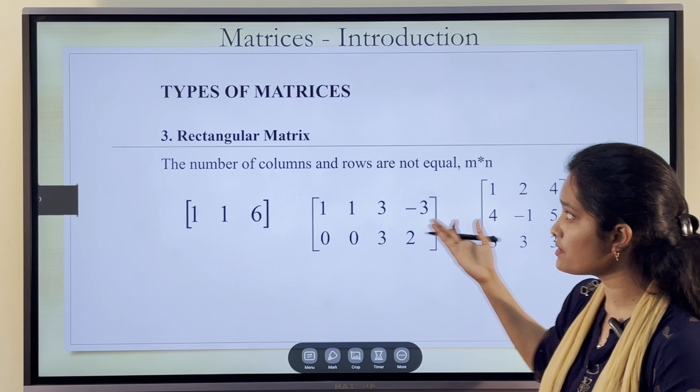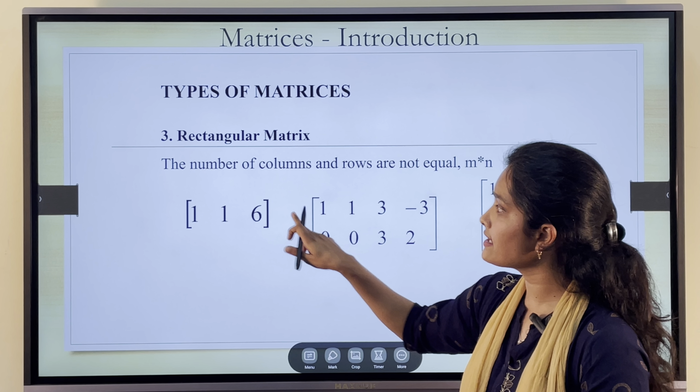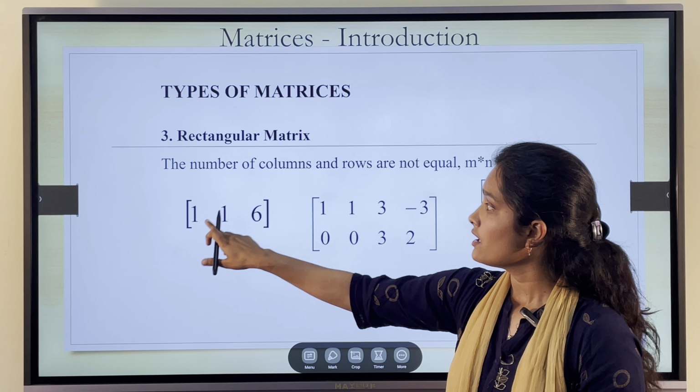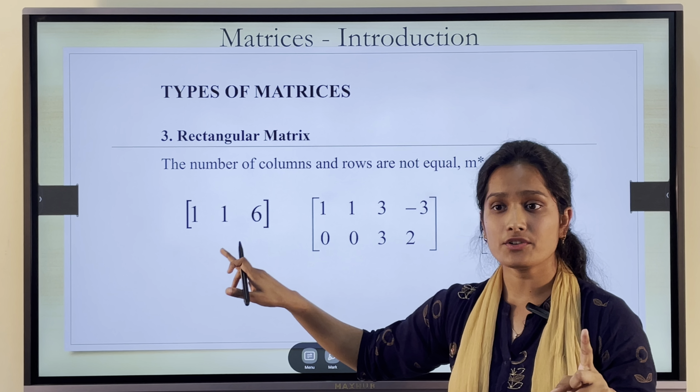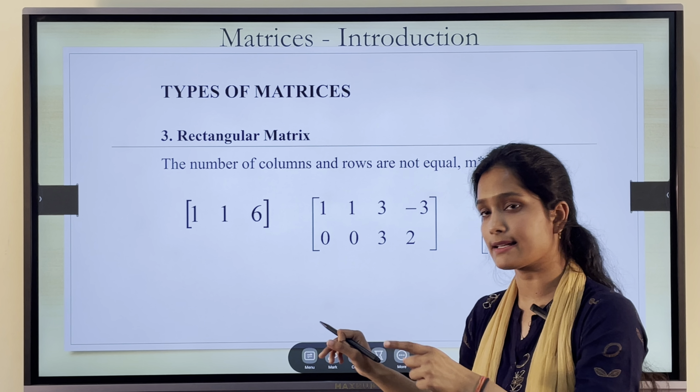These are some of the examples that I have attached for rectangular matrix. In the first example, we can see that there are 3 columns and there is 1 row, which means the order of this particular matrix will be 1 cross 3.